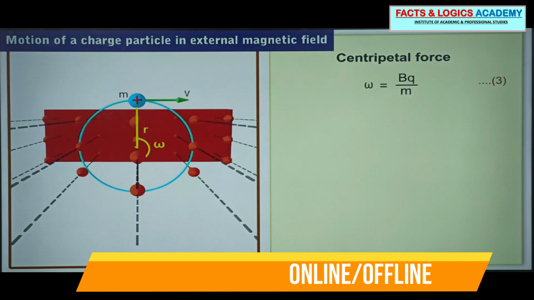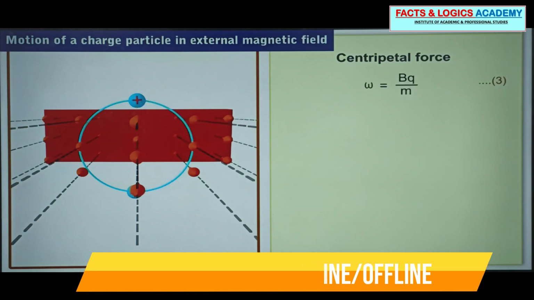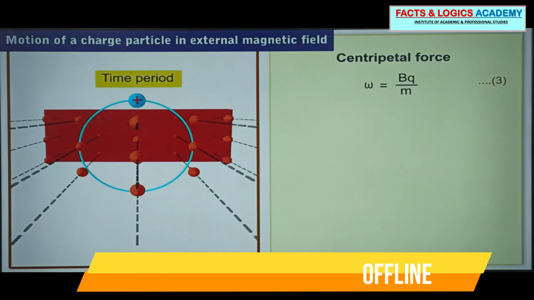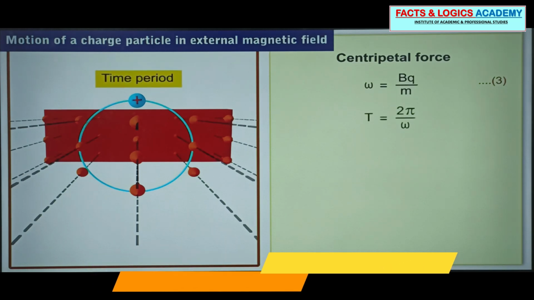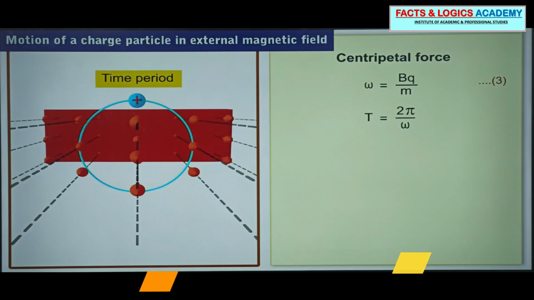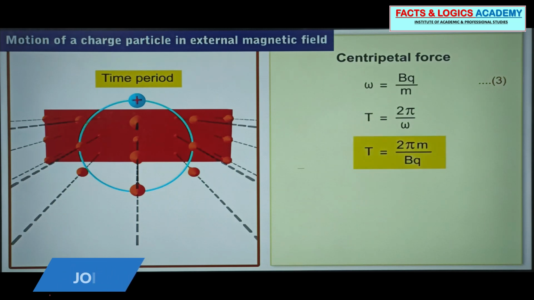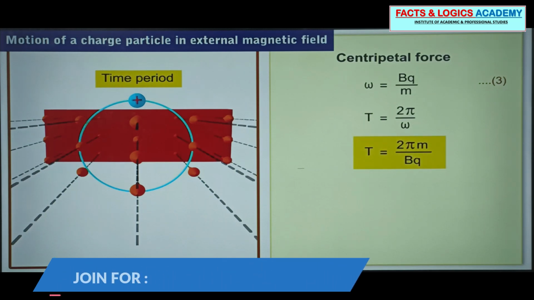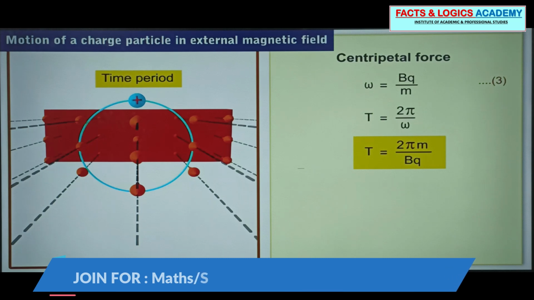As you know, the time taken to complete one revolution is called the time period of revolution. Time period T is given by 2 pi by omega. Substituting equation 3, we get T is equal to 2 pi m by BQ. From the expression, it is clear that the time period of revolution of the charged particle is independent of its speed.